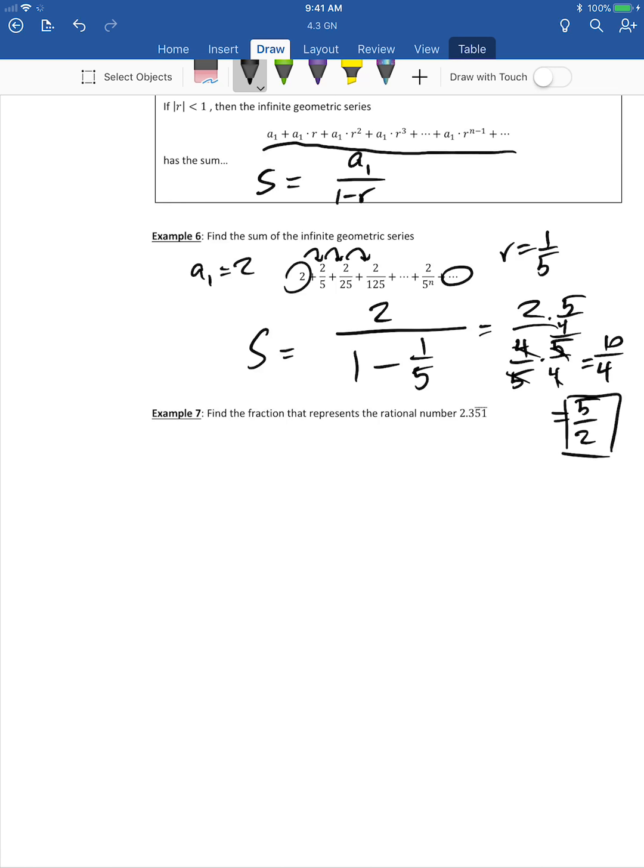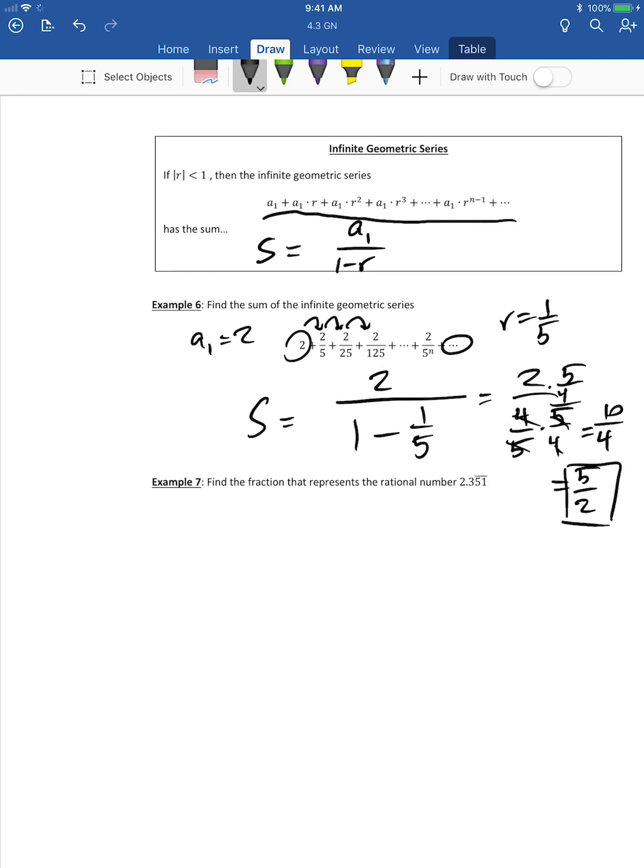All right, example 7. This is another one of those challenge problems, those fun problems that I love so much. Find the fraction that represents the rational number 2.351, where the 5 and the 1 are repeating. So 5, 1, 5, 1, and so on. How do we get started? I want a fraction. So let's take this a piece at a time. 2.3, well, that's equal to 23 over 10, right?